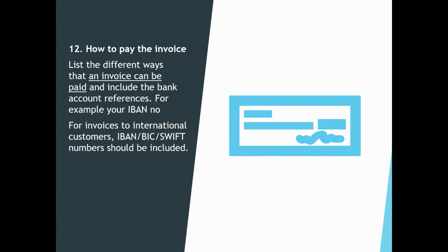And finally, let them know how they can pay the invoice. List the different ways that an invoice can be paid and include your bank account references, for example, your IBAN number. For invoices to international customers, IBAN, BIC, SWIFT codes should be included. And if you're asking to be paid by cheque, let them know who to make the cheque payable to. Okay, we're ready to get going on creating our invoice.